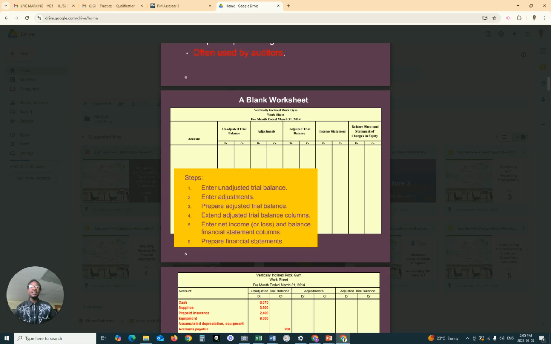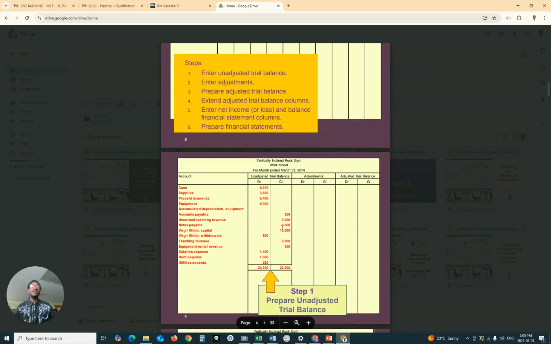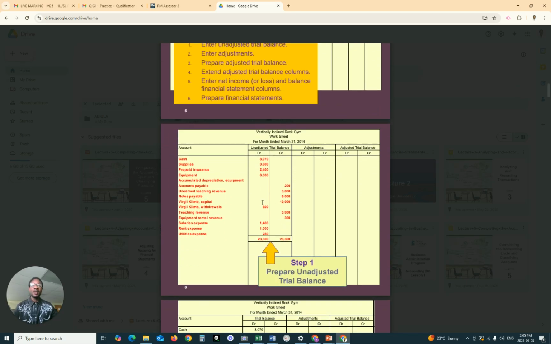Then extend the adjusted trial balance columns, and then enter the net income or loss and balance the financial statement columns. Then prepare financial statements. Now let's look at step 1. Cash, supplies, prepaid insurance, equipment are assets and they will normally have a debit entry. Accounts payable, unearned teaching revenue, notes payable, they are liabilities and they will be in the credit side. Remember the accounting equation and debit and credit principle in the double entry.